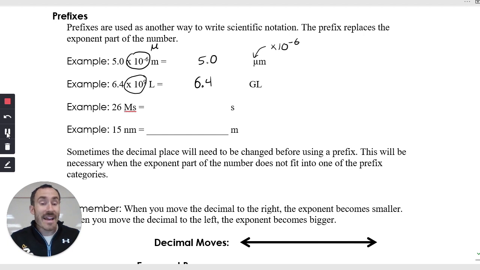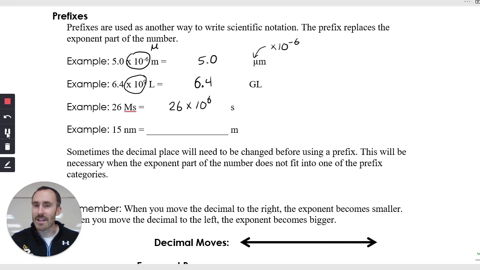26 megaseconds, look that up. Look for the big M. Yep. It's 10 to the power of 6. So this is 26 times 10 to the power of 6. 26 times 10 to the power of 6 seconds.